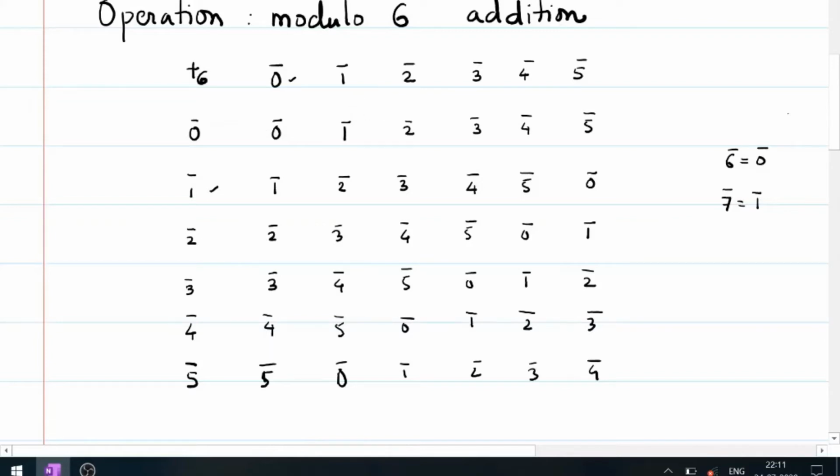So let me clear those arrows and signs. Now here we have used these things. 6 bar is 0 bar, 7 bar is 1 bar, 8 bar will become 2 bar, and so on. So this is what we have used.